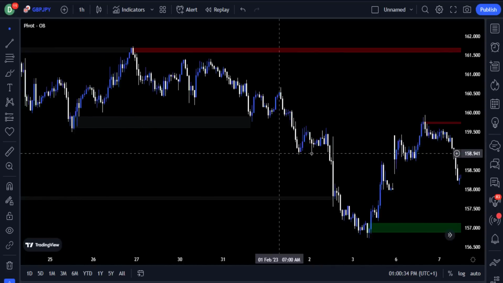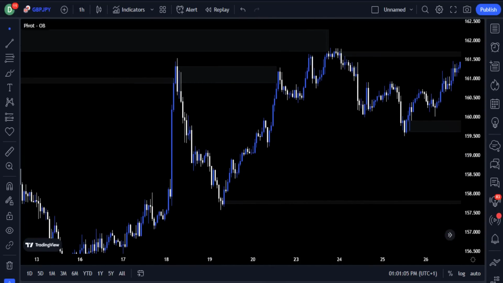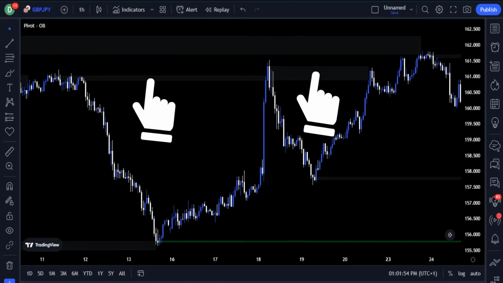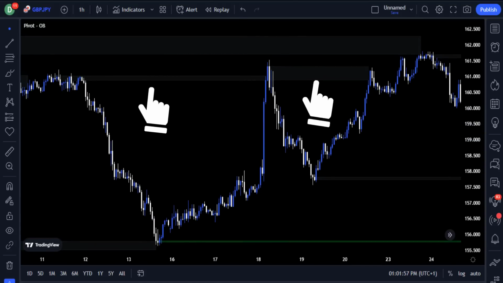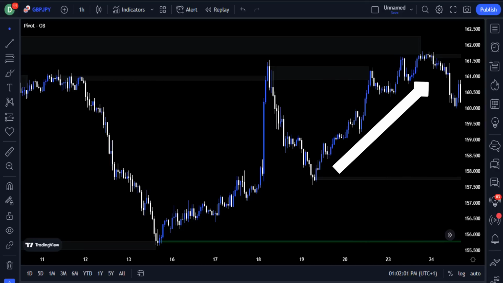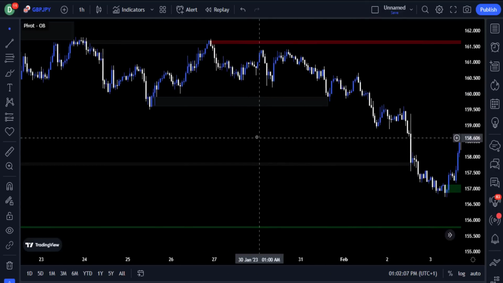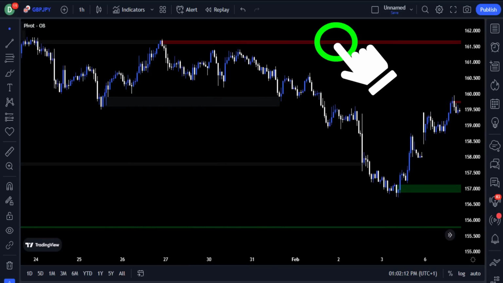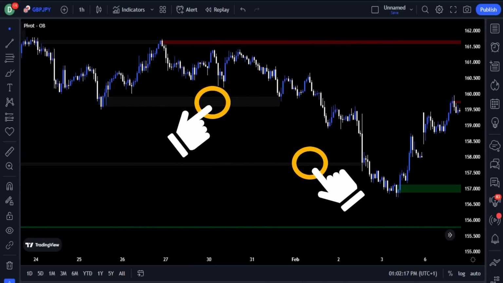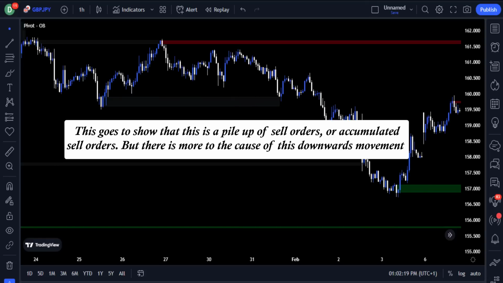For example, here on the chart, when the price reached this level, the indicator gave you these point of interest levels, using these white faded colored boxes, and the price moved down. Then you got this bullish POI which caused the price to move upwards, but later, when you got this bearish order block, you can see that the price moved down drastically, without respecting this bullish point of interest. In this way, showing you that this is a pileup of sell orders, or accumulated sell orders. There is more to this downwards movement, using smart money concepts, which is above the scope of this video.